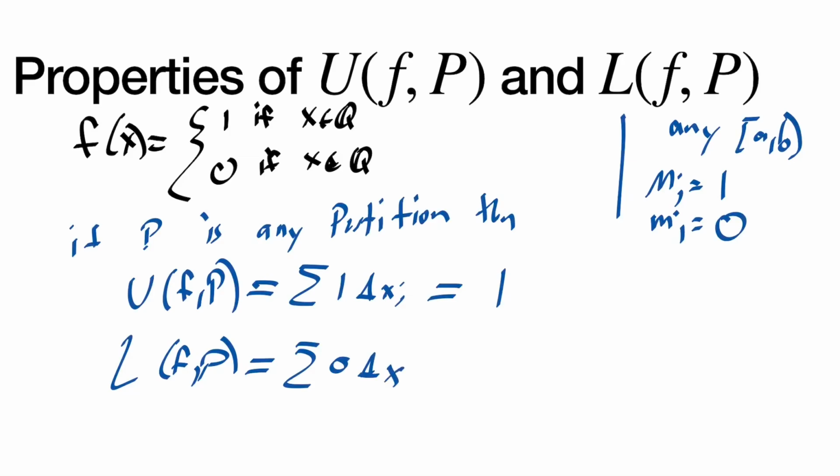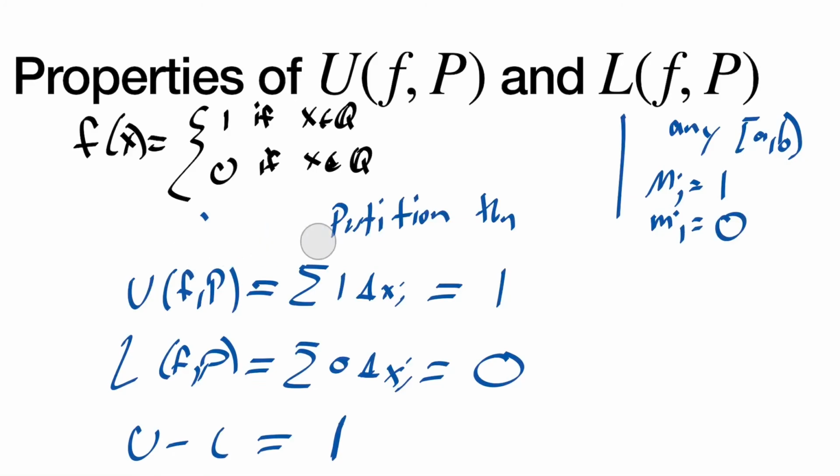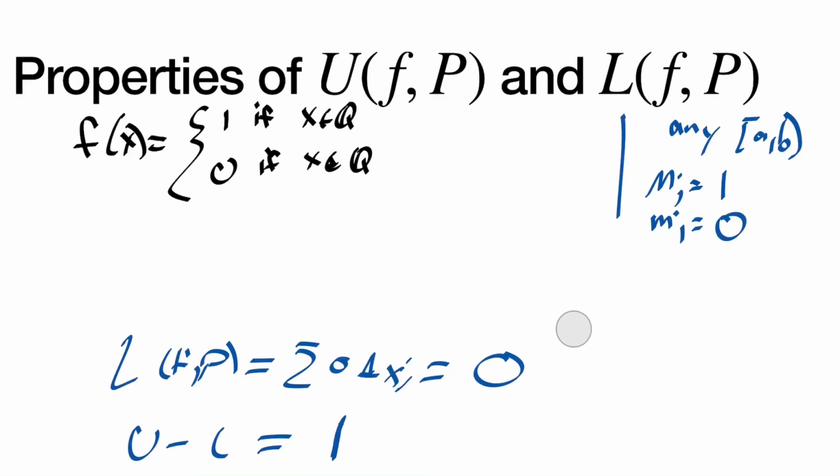Whereas our lower sum is a bunch of zeros times delta xj's, which is just 0. And so our upper minus our lower is always equal to 1, and we can't make this less than any epsilon. So if epsilon is, say, a half, then you can't do this problem anymore.